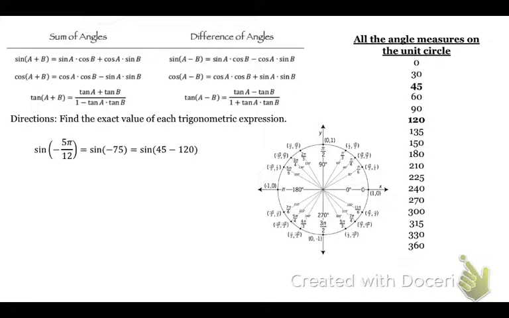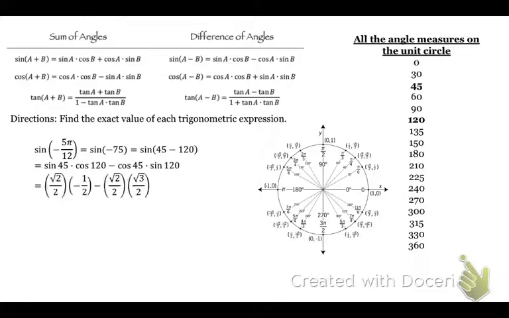Okay, so then we're using this equation right here. So that's going to be sine of 45 times cosine of 120 minus cosine of 45 times sine of 120. Okay, and that's not a negative 120. It's just positive 120. Since we're using the difference, it takes into account this subtraction or the negative there. Okay. So the y value at 45 is square root of 2 over 2. The x value at 120 is negative 1/2. The x value at 45 is square root of 2 over 2. And the y value at 120 is square root of 3 over 2. So this is negative square root of 2 over 4 minus square root of 6 over 4, which is negative square root of 2 minus the square root of 6 over 4.